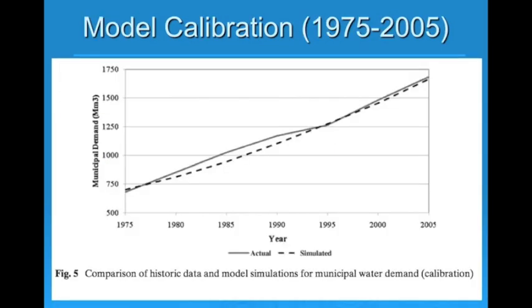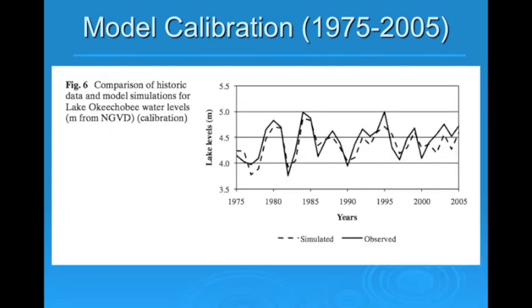As I mentioned before, we did a model calibration during the period of 1975 to 2005, a 30-year calibration period. The dotted line is the simulated value. The solid line is the actual municipal demand, in millions of cubic meters during the period of time. So this is how we were able to assess that the model was reproducing reality, not only with the demand itself, but also with the Lake Okeechobee elevation. This is the water level in Lake Okeechobee for that period of time. You can see it's never going to be perfect, but it's fairly accurate. So you gain the confidence that the model is doing what it's supposed to do from the water balance standpoint.